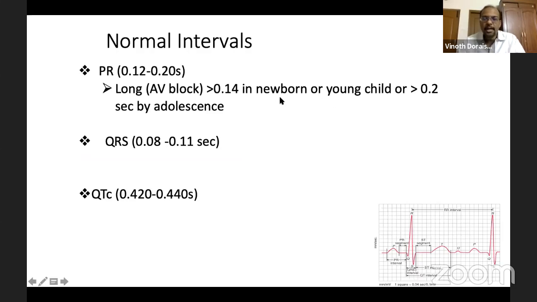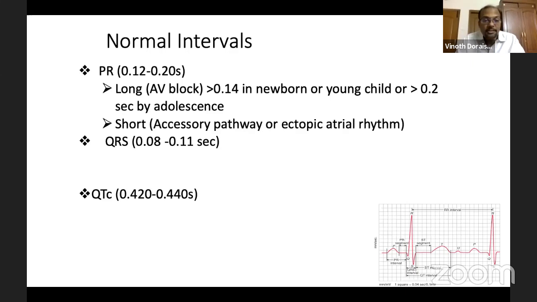In adults or adolescents, more than 200 milliseconds or 0.2 seconds is abnormal. But in a newborn, we know the heart rate is faster, so all the intervals become shorter. Even more than 140 milliseconds in a newborn or infant is abnormal. So you always have to know the age of the patient before you comment on any of the findings.